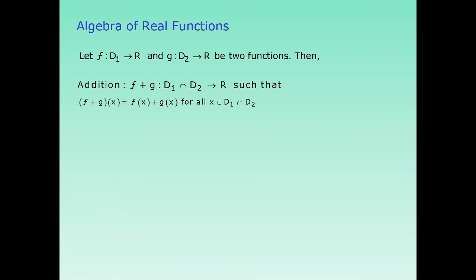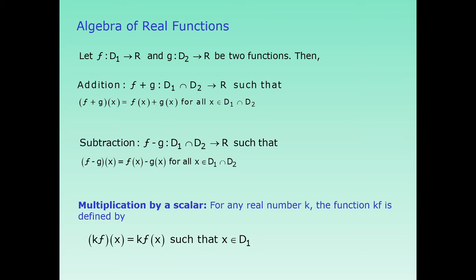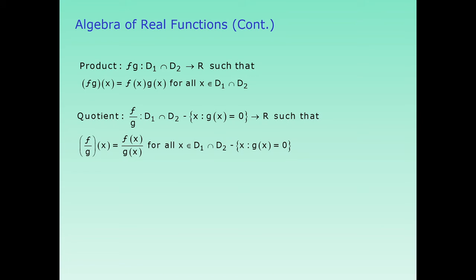Algebra of real valued functions. If there are two functions, f from D1 to R and g from D2 to R, then their sum has as domain the intersection of their domains, and similarly the subtraction of the functions also has the intersection as domain, and k times f(x) has the same domain, where k is any real number. In the case of the product also, you have to find the domain as the intersection of their domains, and for division also, it is the x such that the denominator is not equal to 0, within the intersection of the domains.